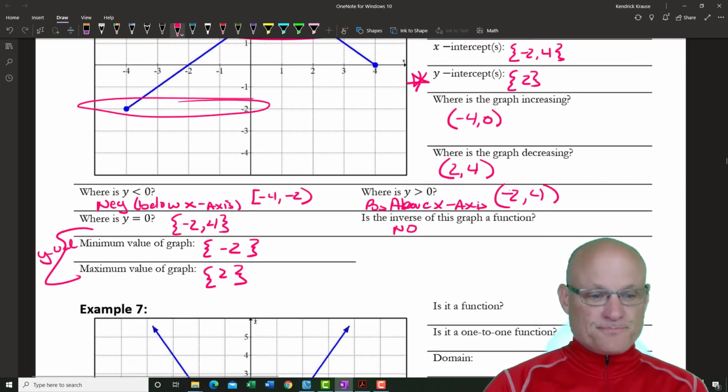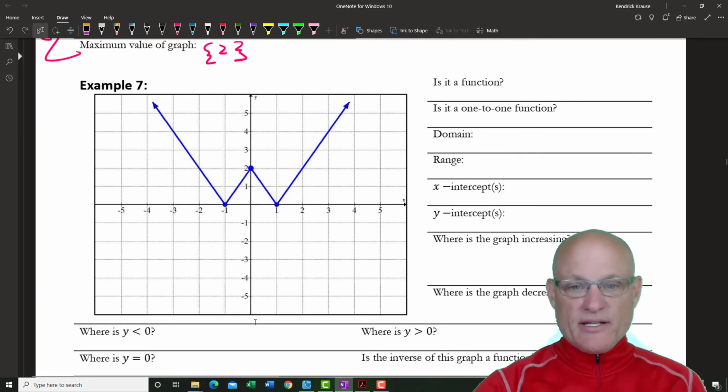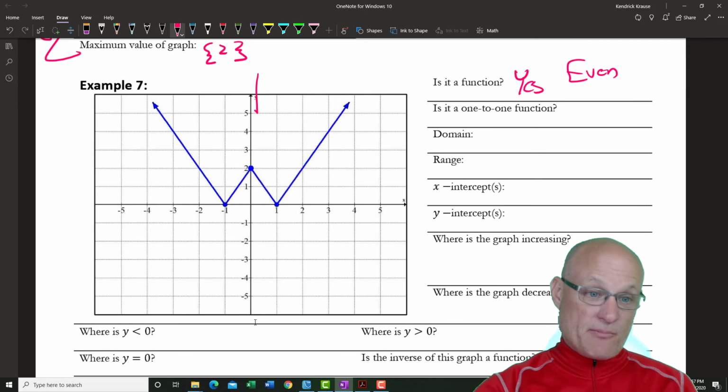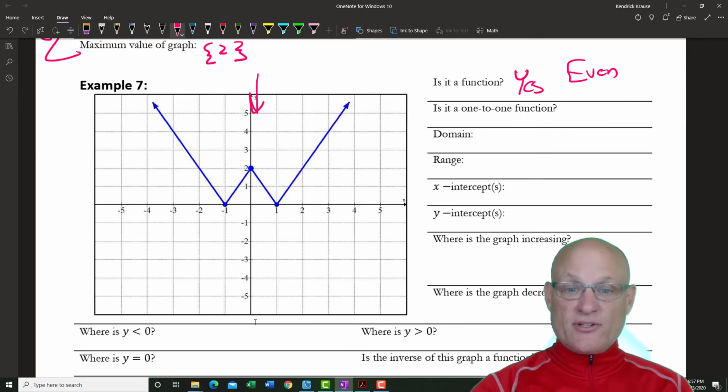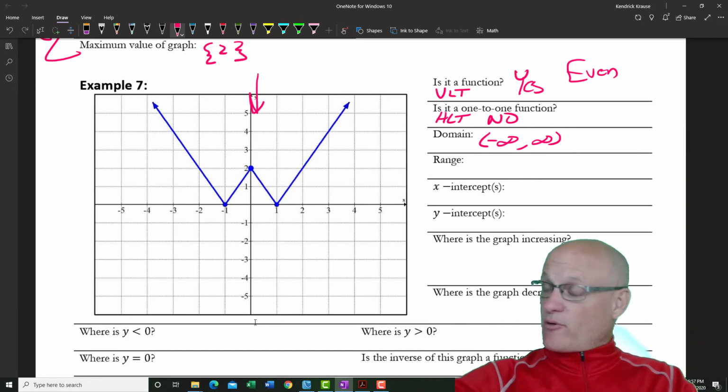All right. Last problem. W. Is it a function? Yes. Do you know what? It's also an even function. Did you notice it's an even function because it's symmetric with respect to the y-axis? Is it a one-to-one function? No. Remember, vertical line test for function, horizontal line test for one-to-one function. What's the domain? Negative infinity, positive infinity. Goes forever and ever left, forever and ever right.